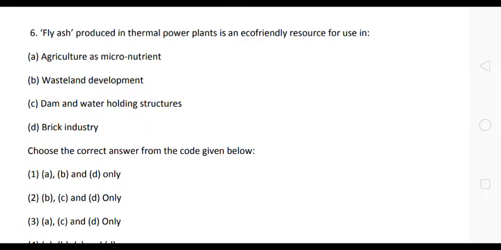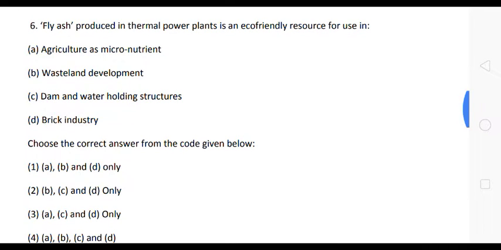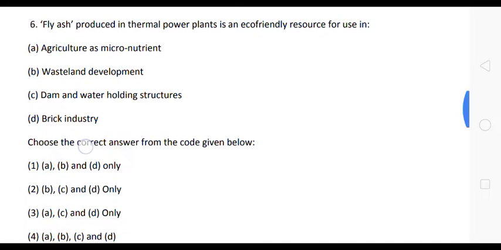Next question is, fly ash produced in thermal power plants is an eco-friendly resource for use in. The options are agriculture as micronutrient, wasteland development, dam and water holding structure, and brick industry.